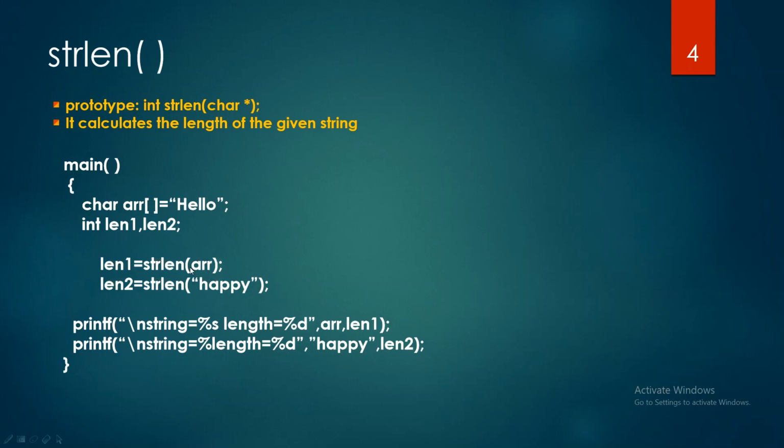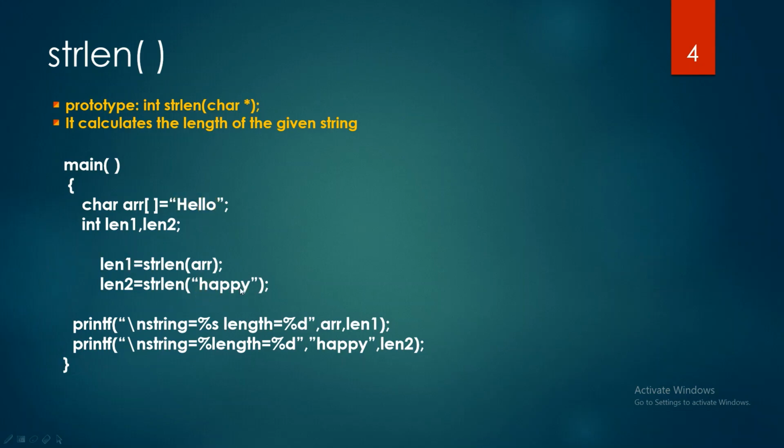I am passing the address of arr. Arr means the name of this array, and the array name means the base address of the array. So I am passing the base address of the string hello, and it returns the length. Length is an integer variable, that's why I am writing int len1, int len2. The return type is integer, so it returns the length of hello. So what will be the output? It should be 5: 1, 2, 3, 4, 5.